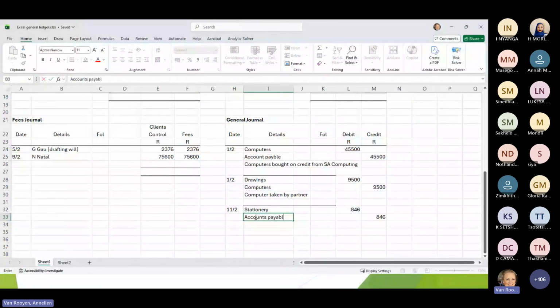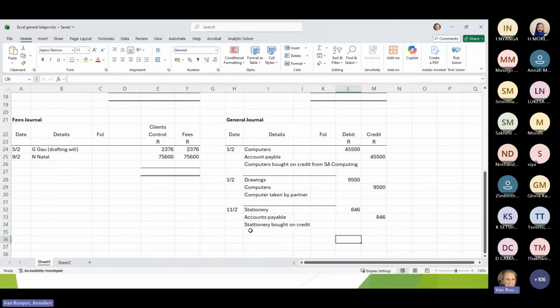And what is our narrative? We can say stationery bought on credit, or purchased on credit or whatever. There's no specific wording for the narrative. Can you see that I also end each transaction in my general journal so that it is nice and neat and you can track the transactions?